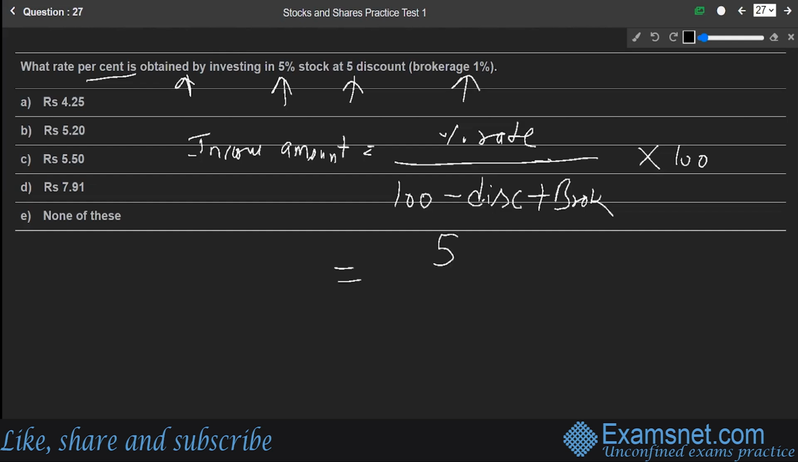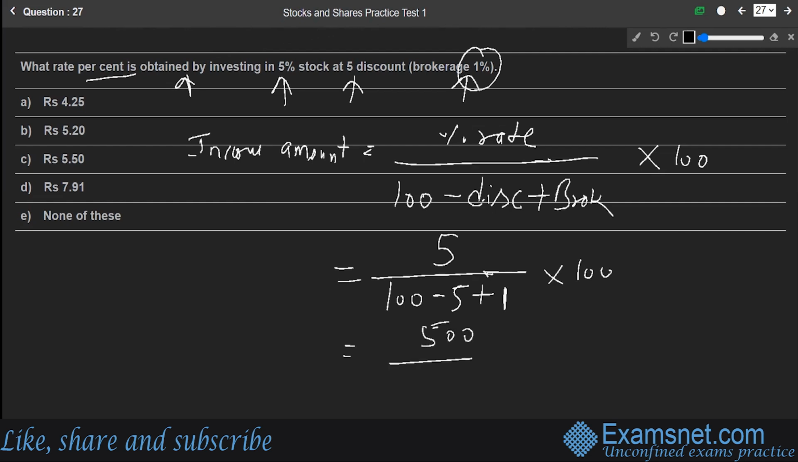Percentage rate of stock is 5, divided by 100 minus discount value 5, plus the brokerage value 1, and we clearly use it in terms of percentage only. We don't convert this into 100. So if you solve this, it becomes 500 divided by 100 minus 5 plus 1, which is 96. So if you divide 500 by 96, you get the value as 5.20 rupees. So that should be the right answer, 5.20, which is clearly available in option B, so B becomes the right answer.